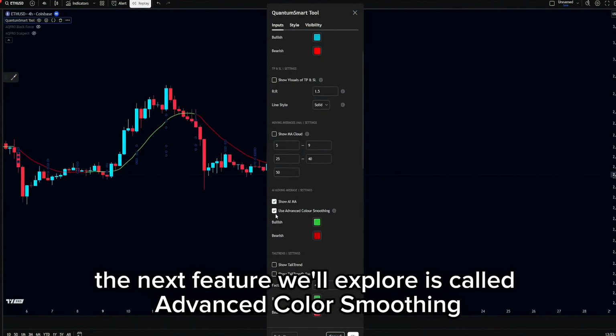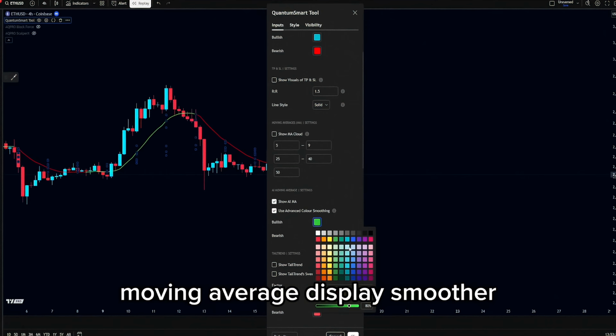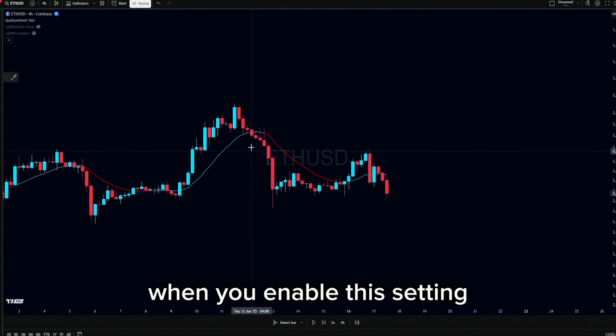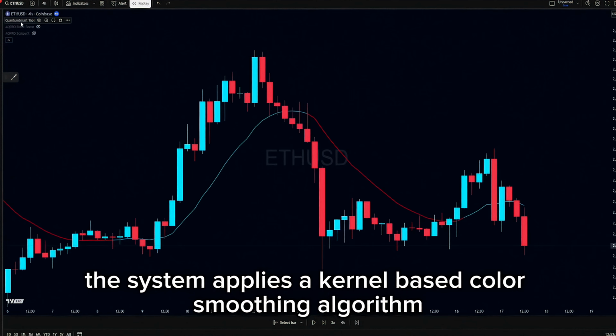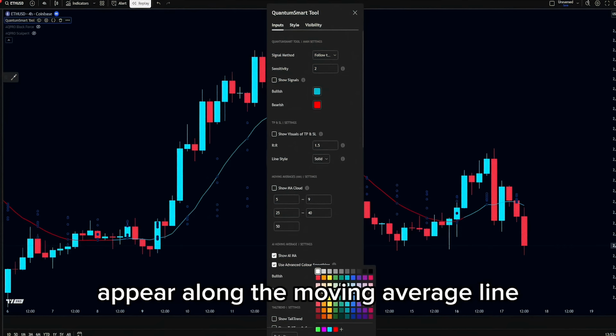The next feature we'll explore is called Advanced Color Smoothing, a visual refinement option designed to make the AI moving average display smoother, cleaner, and more precise. When you enable this setting, the system applies a kernel-based color smoothing algorithm, a special AI-assisted technique that enhances how color transitions appear along the moving average line.